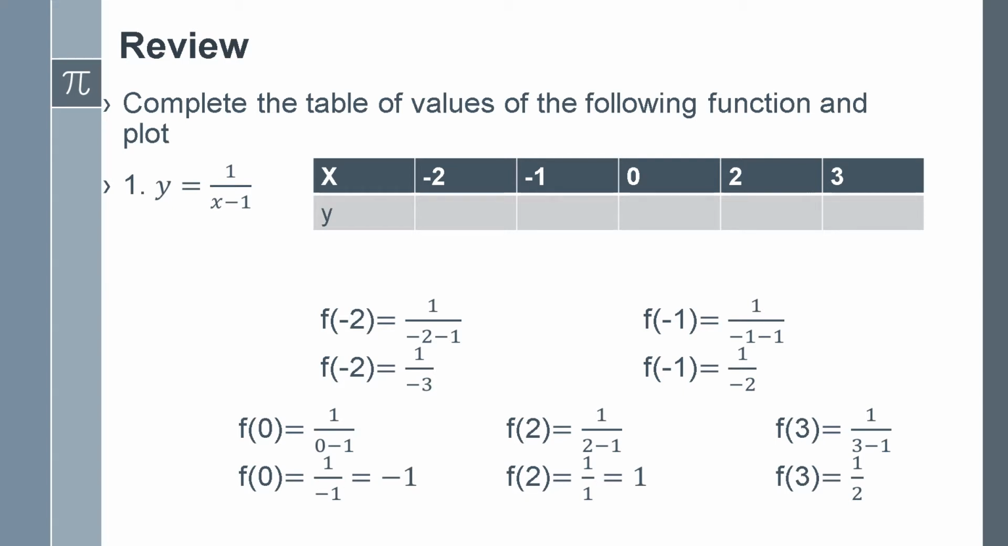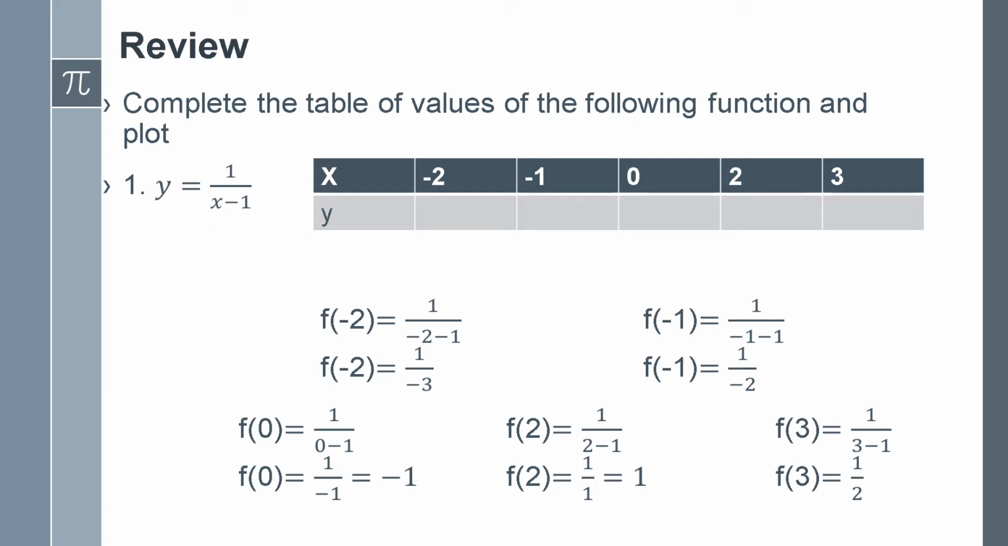I have a table here of x and y values, but the y values are empty. Let's complete the values of y. But how can we do that? As you can see, we have different values of x, the negative 2, negative 1, 0, 2, and 3. So those values are the input. We will substitute each of those values in the function of y is equals to 1 over x minus 1 para ma-determine natin ang corresponding values ng y.